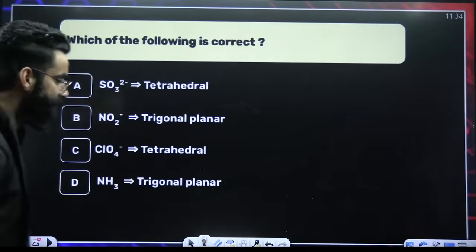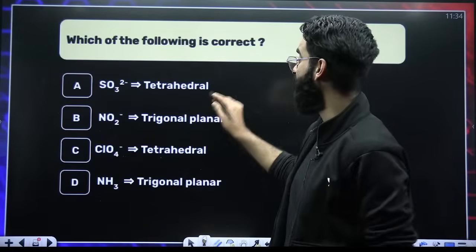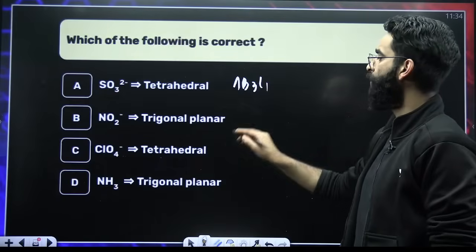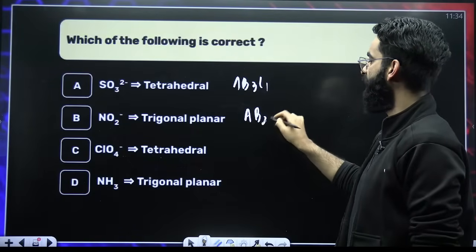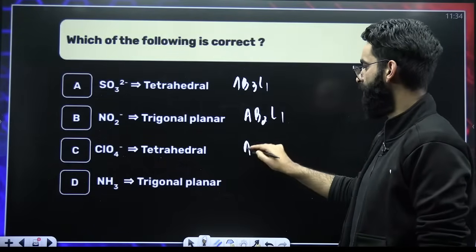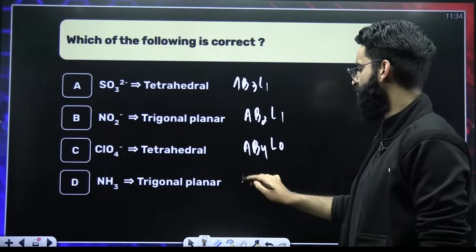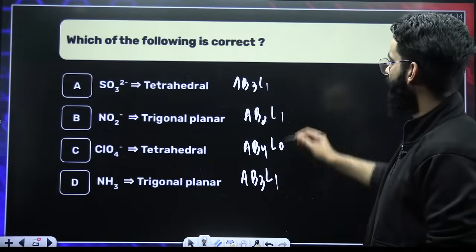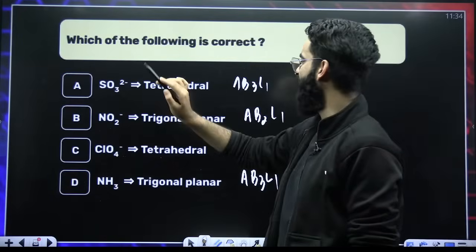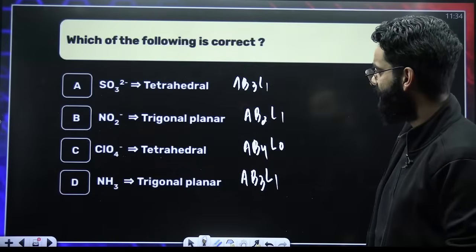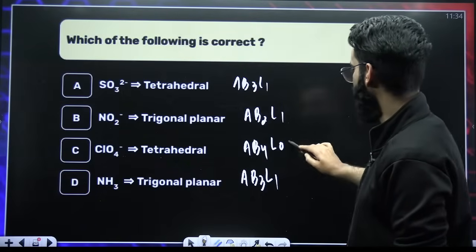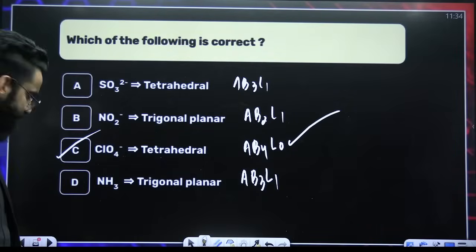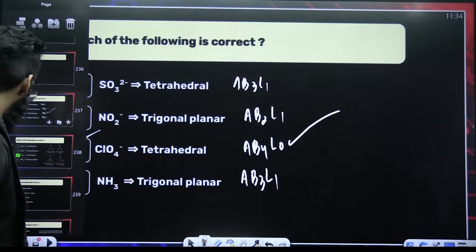Which of the following is correct? SO3 dinegative, let's write the type of the molecule: AB3L1. NO2 negative, AB2L1. ClO4 negative, AB4L0. NH3, AB3L1. Is SO3 dinegative going to be tetrahedral? Which one is going to be tetrahedral? AB4L0 is tetrahedral, so ClO4 negative is tetrahedral here. Yes. Perfect.